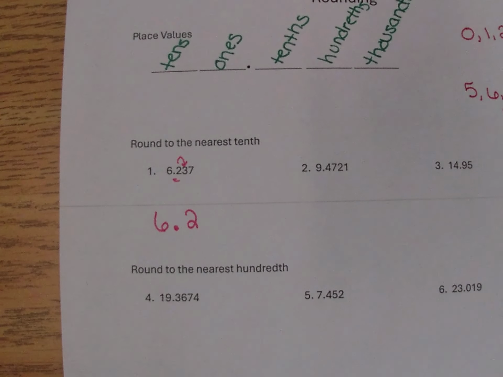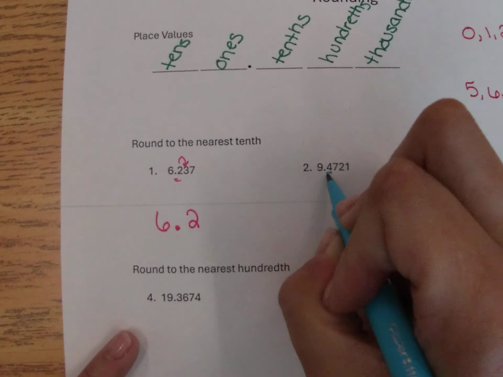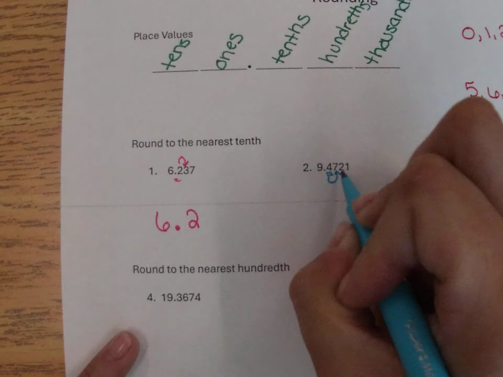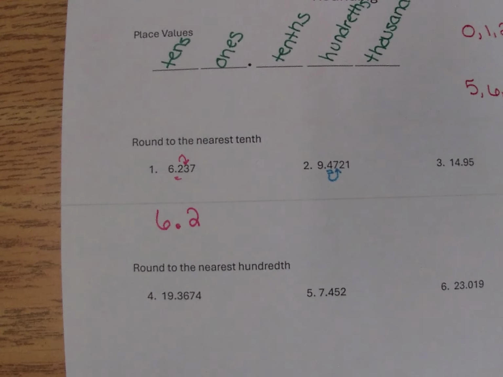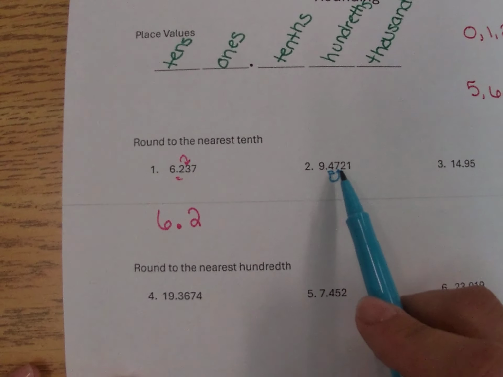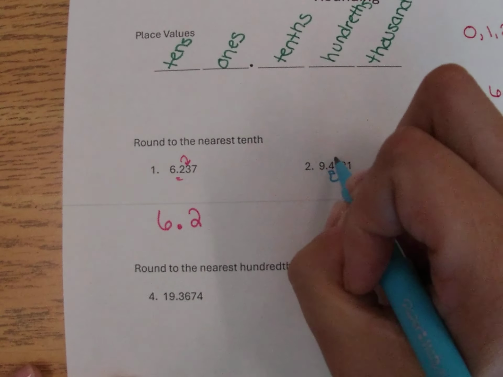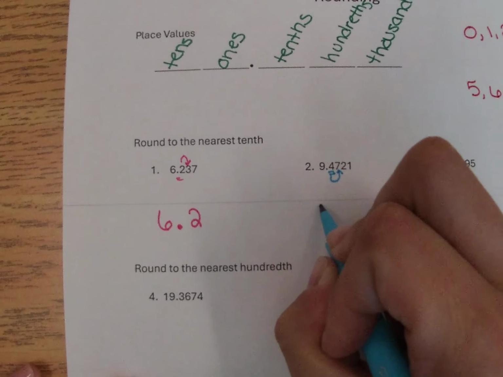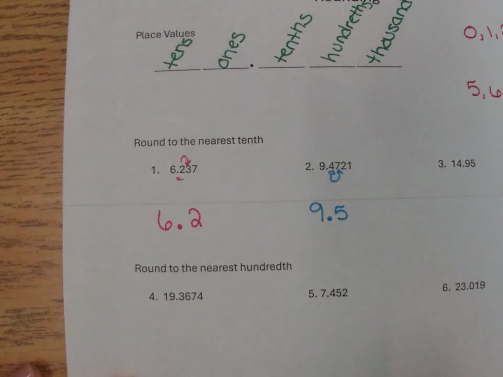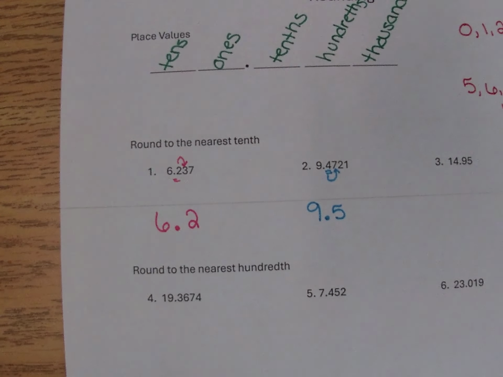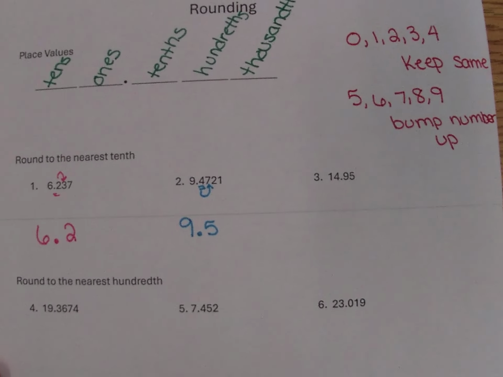Right, if we look at our next one, again, we're rounding to the nearest tenths. So here is our tenths position, but we want to look at the one after it. That's the one that determines it, not the actual number in the tenths, but the one in the hundredths. So our hundredths position is a 7. That's in our higher list, which tells us to bump it up. So we are going to bump this 4 up to a 5. So that will give us 9.5.